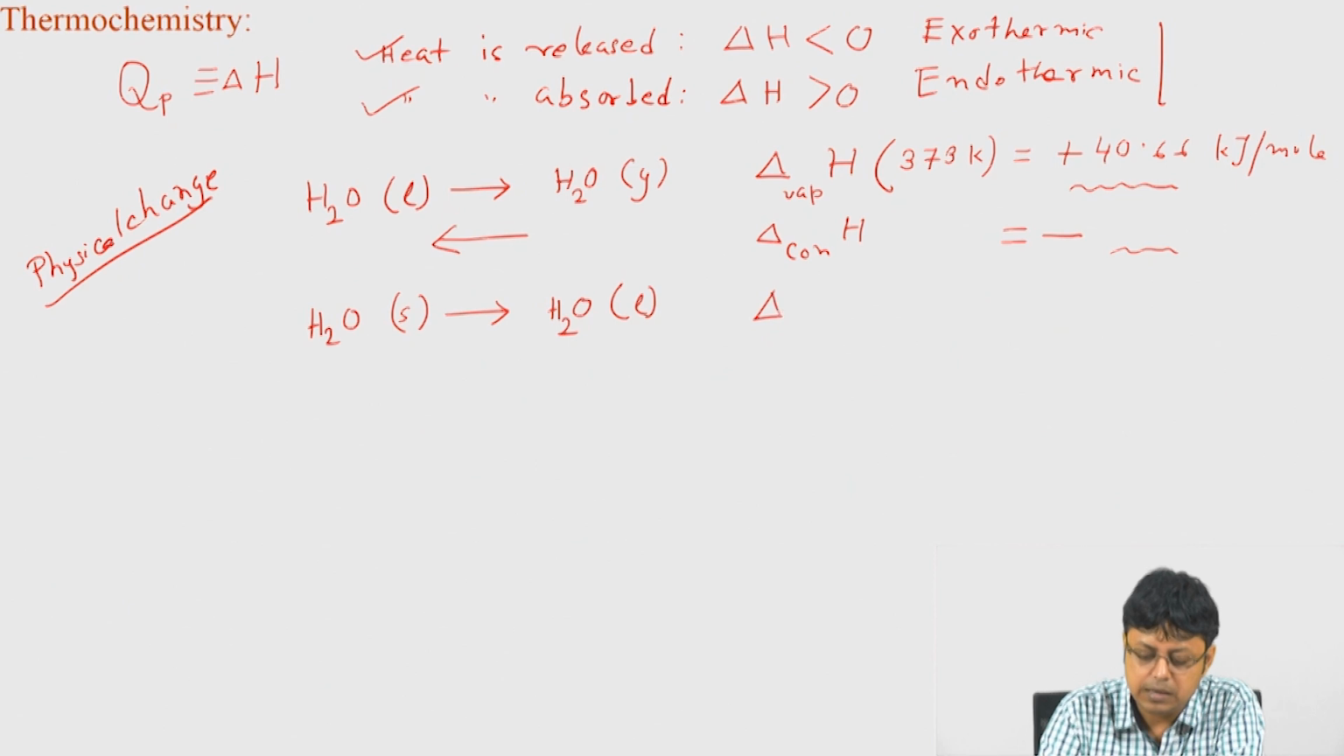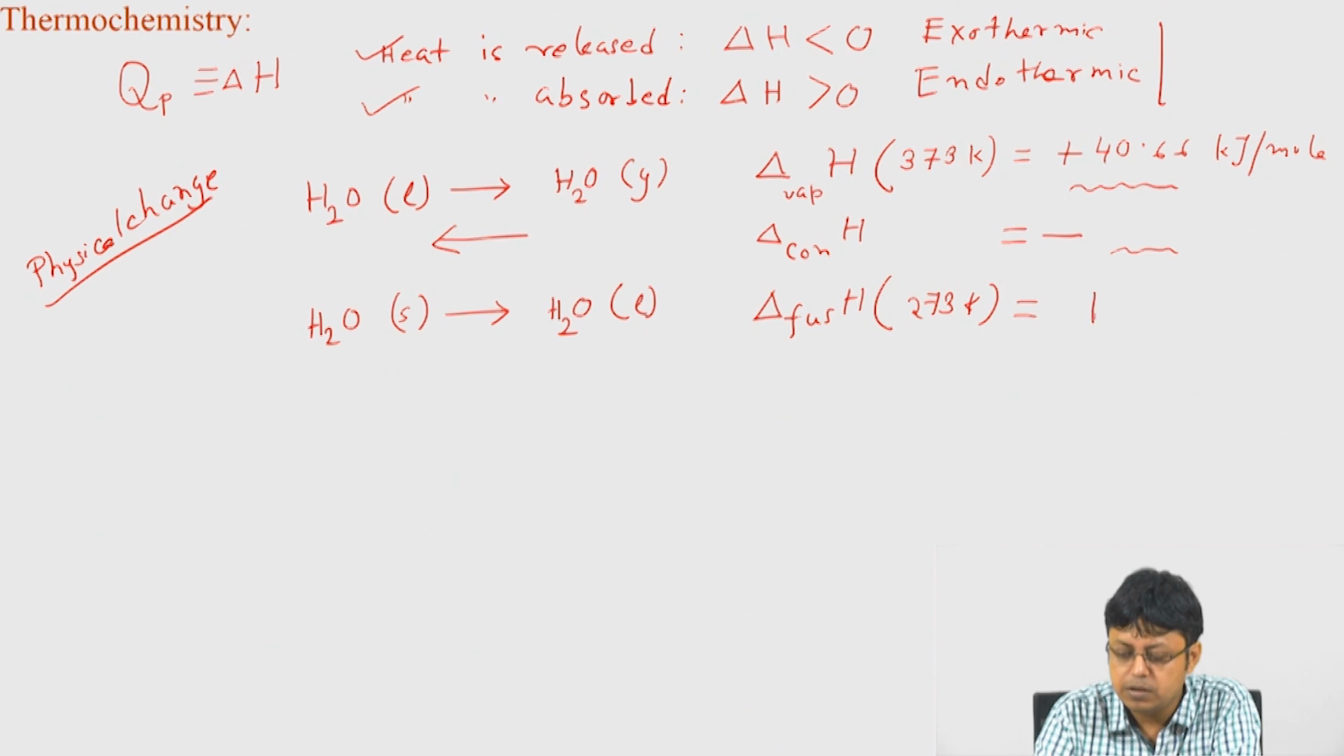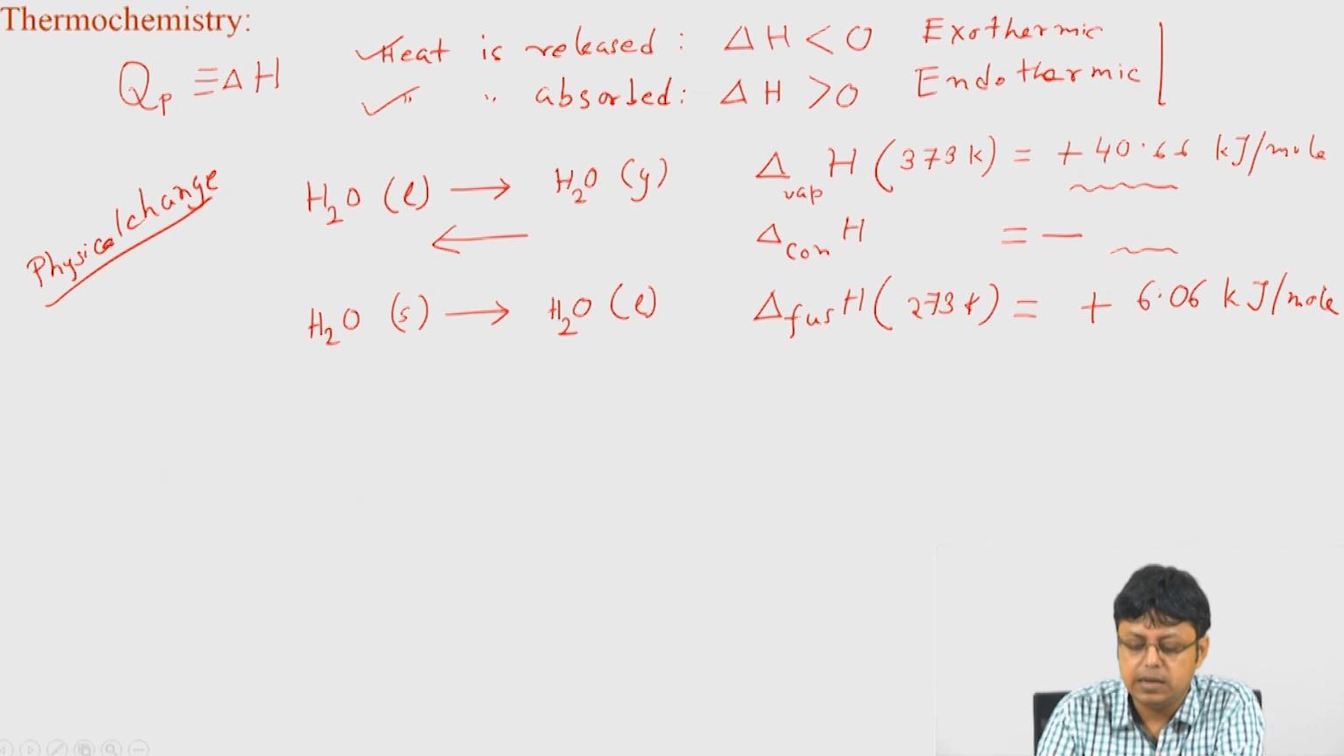that melting process we usually call fusion. For fusion, the temperature is 0 degree centigrade, and the enthalpy change is positive because heat is absorbed when ice melts, and that value is 6.06 kilojoule per mole. So, what we see here is the fusion process. Similarly, you could also ask about the freezing process, which is the opposite of that, and then it will be just minus.